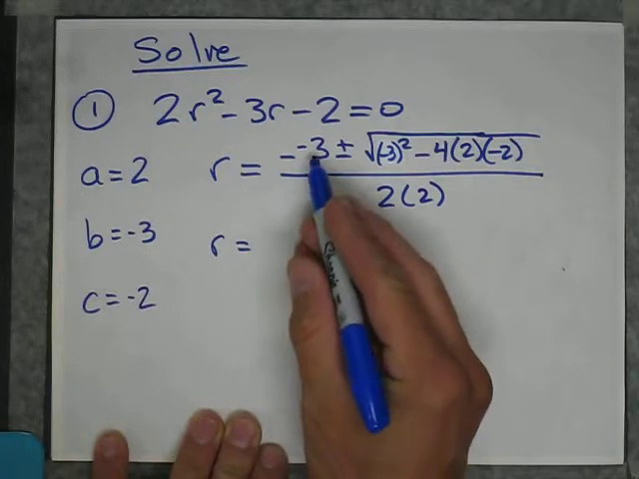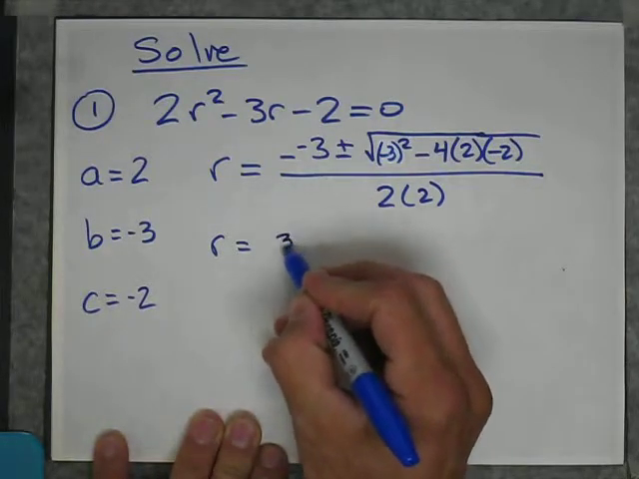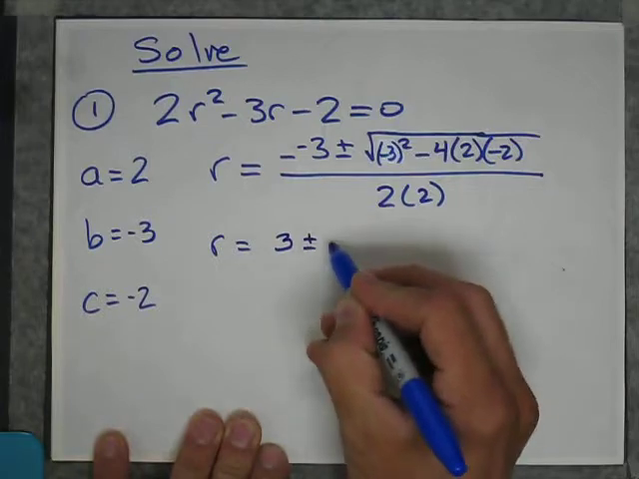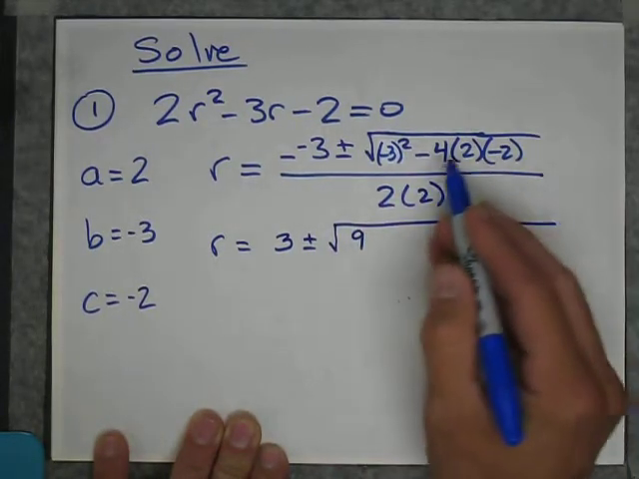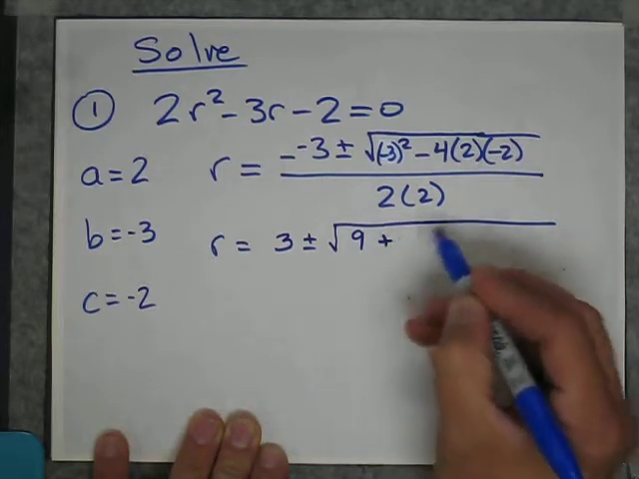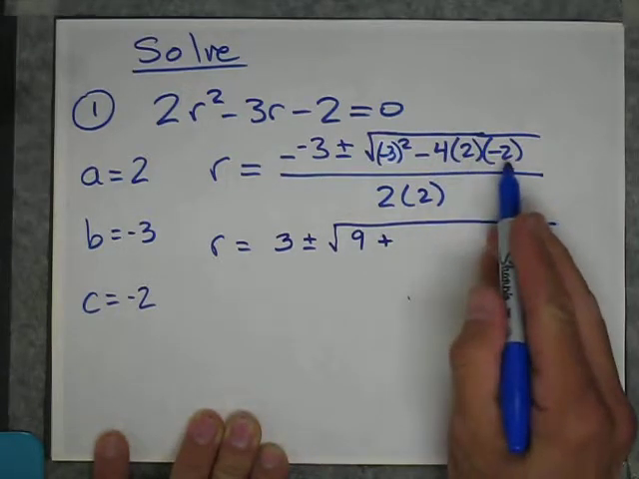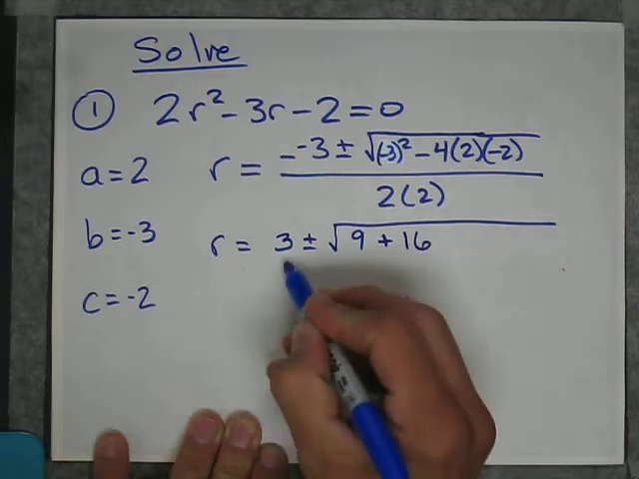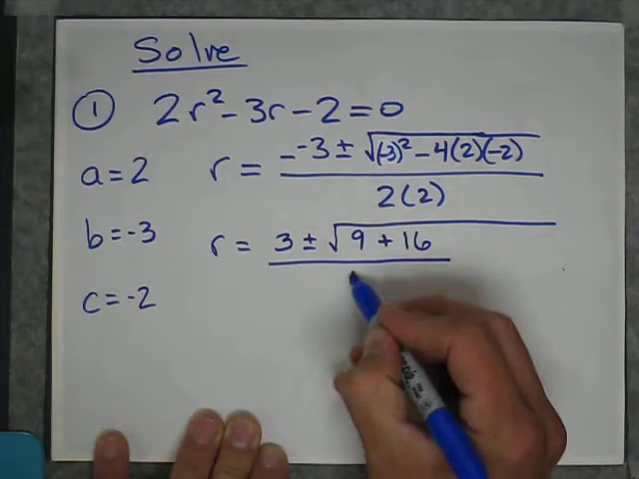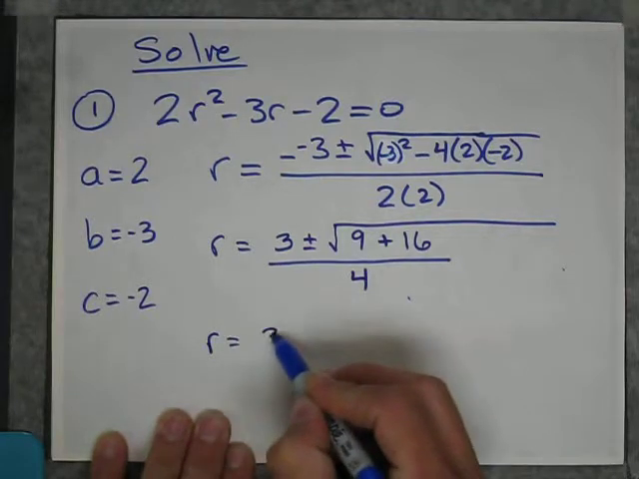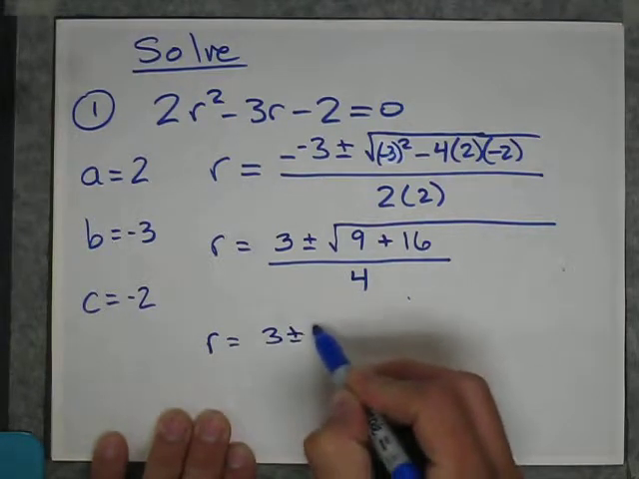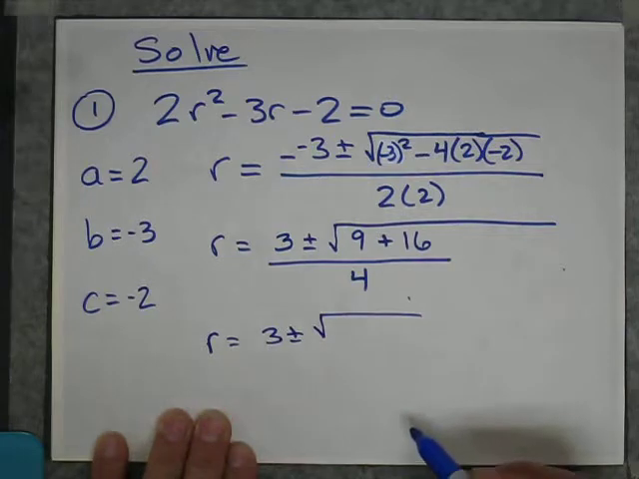It is a positive 3 plus or minus the square root of 9. Negative and negative is a positive. 4 times 2 is 8, times 2 is 16. All over 2 times 2 is 4. And then that will yield for us 3 plus or minus the square root of 9 and 16.